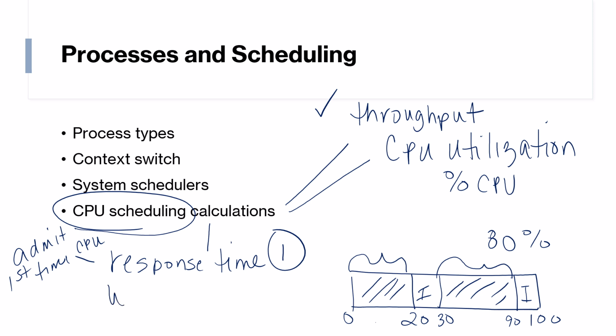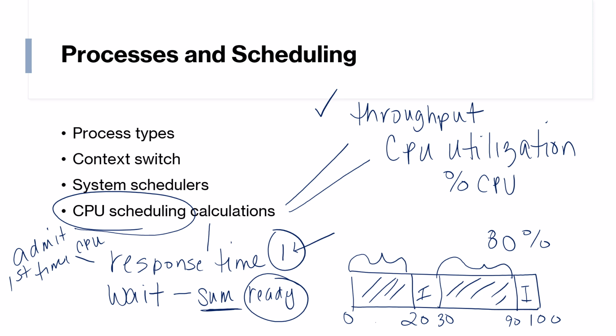Then you have wait time, and this is the sum of the time spent in the ready queue. Response time would be the first measure of wait time, right? So you get admitted into the system, you wait in the ready queue, you finally get on the CPU, that's your response time. Then something happens, you get interrupted, or you go to an event, or you go back into the ready queue, then you're going to add all of the times that you're sitting in the ready queue. That is a sum, that is your wait time.